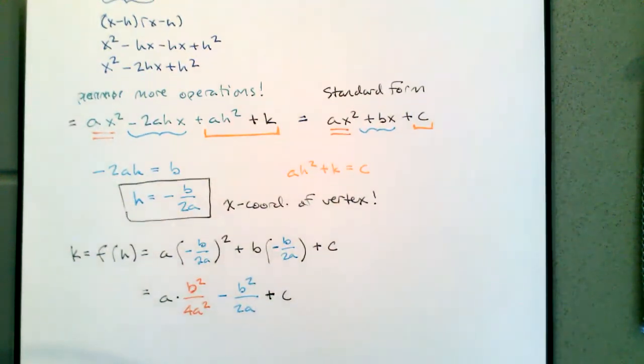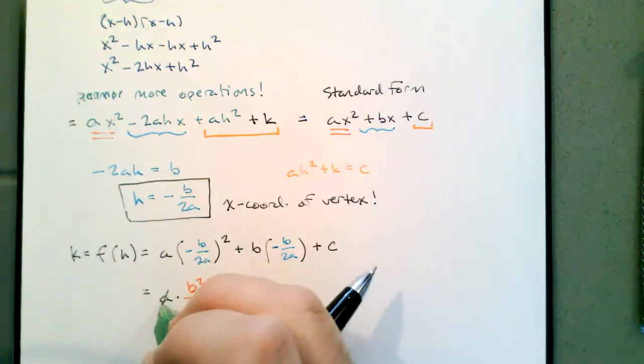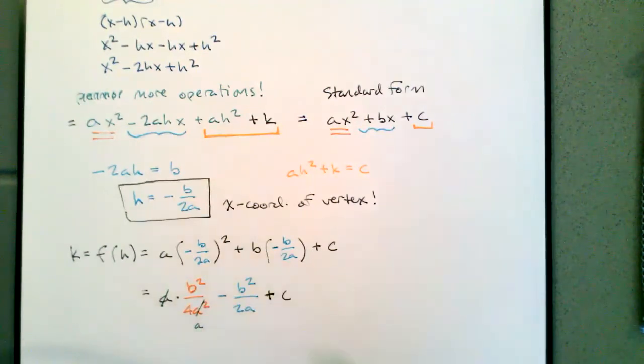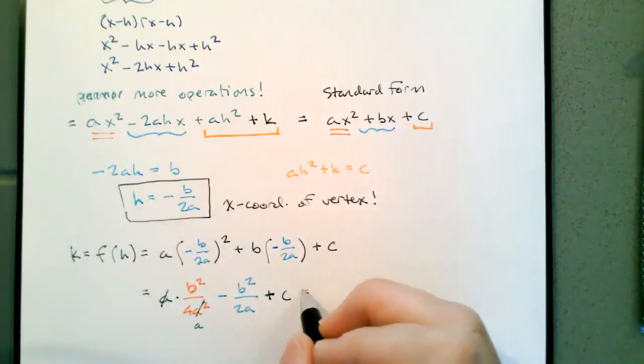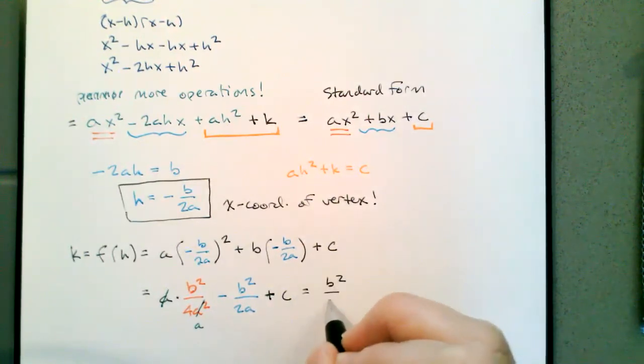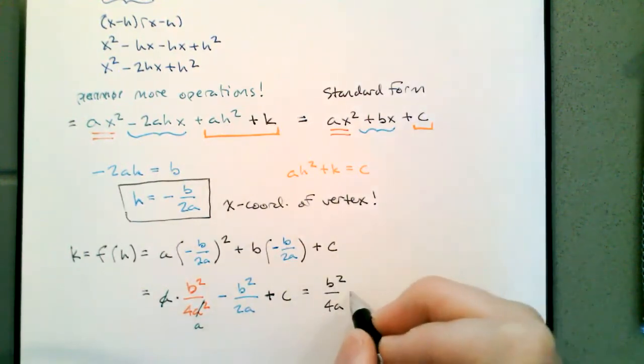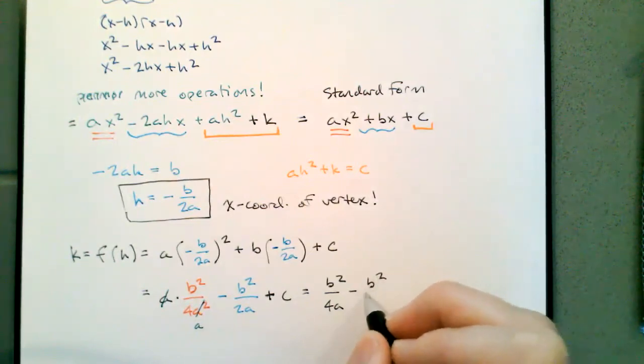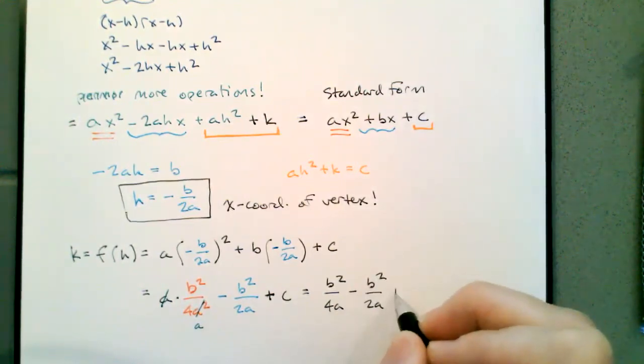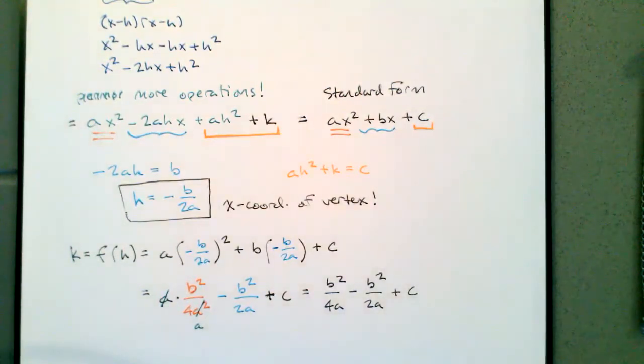Just going to hit this with the algebra stick a little bit. In this first term, I have an a divided by an a squared. I can simplify that. So let's cancel an a and a squared, just leave behind an a. So that first term becomes b squared over 4a. And then the second term is minus b squared over 2a. And then we still have this rogue plus c.